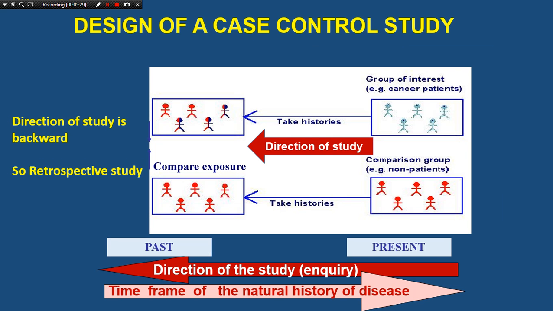Design of a case control study. There will be two groups. One group are cases and the other group controls. In this diagram, cases are cancer patients and comparison groups are non-patients. And we are inquiring about the history of exposure to a risk factor in the past. So direction of study is backward. We are seeing the patients and non-patients, inquiring about history in the past. Direction of study is backward. So it is known as retrospective study.